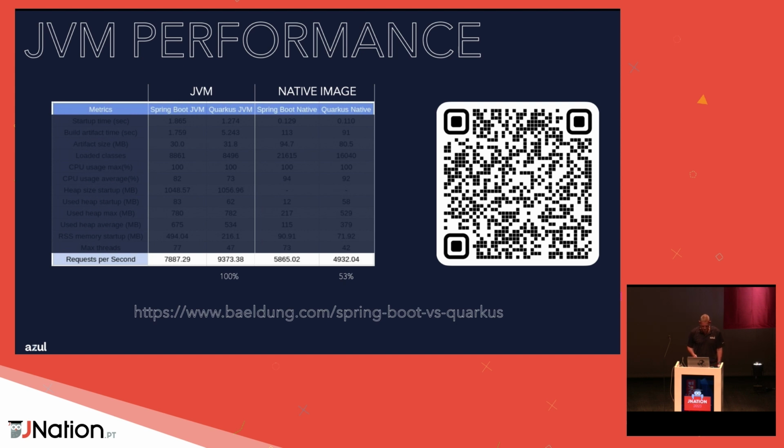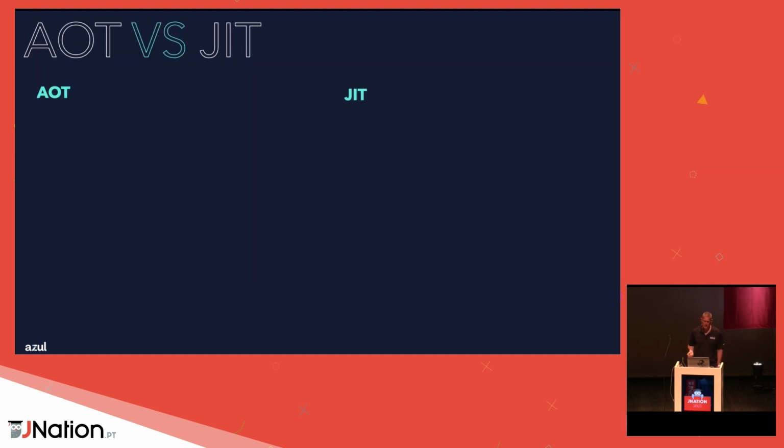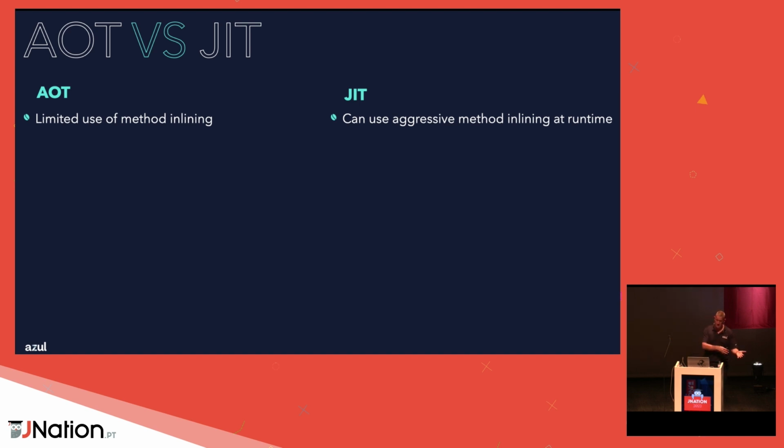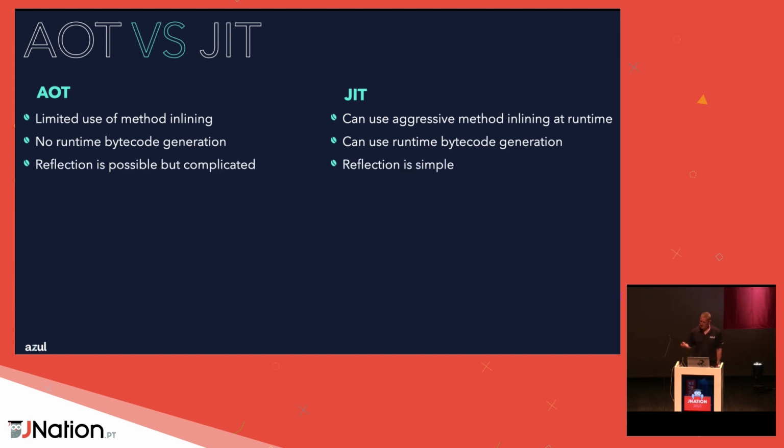Just remember that. Okay, if we do a short comparison, then AOT can make limited use of method inlining, which is one kind of optimization, because it can only do it as a pre-compiled step, where the JIT does that all the time at runtime, right? There's no runtime bytecode generation in GraalVM, where it is in the JIT. Reflection is possible in GraalVM. It gets better and better, but it's still not really the same convenience as it is in the JVM. I mean, reflection never is really easy.